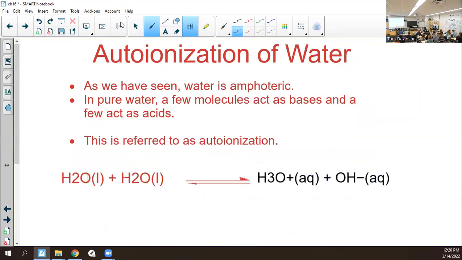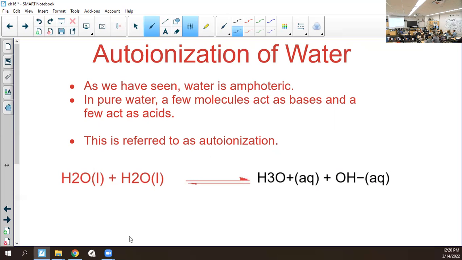All right. As we have seen, water is amphoteric. What does that even mean? Good question. It can either be an acid or a base. It can act as both. We just saw it in the last two slides, pretty much. All right, in pure water, a few molecules act as bases and a few act as acid. This is referred to as autoionization.